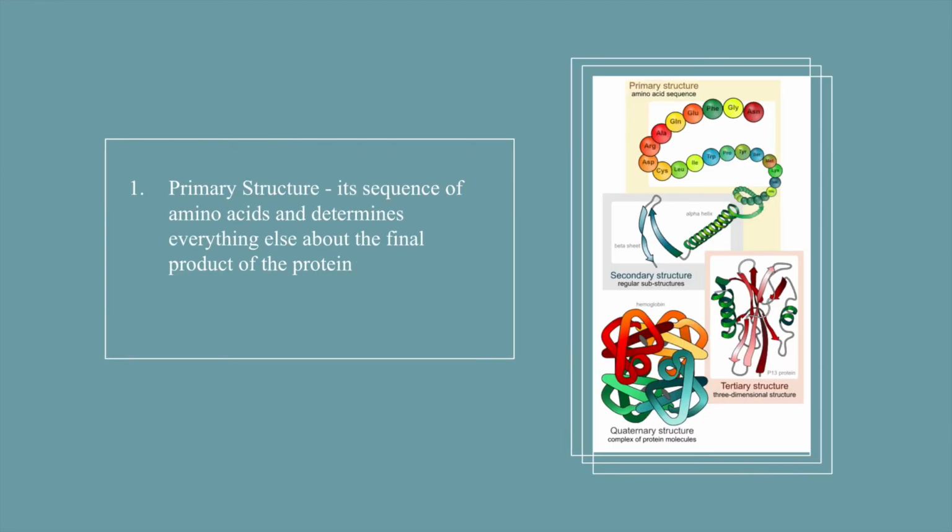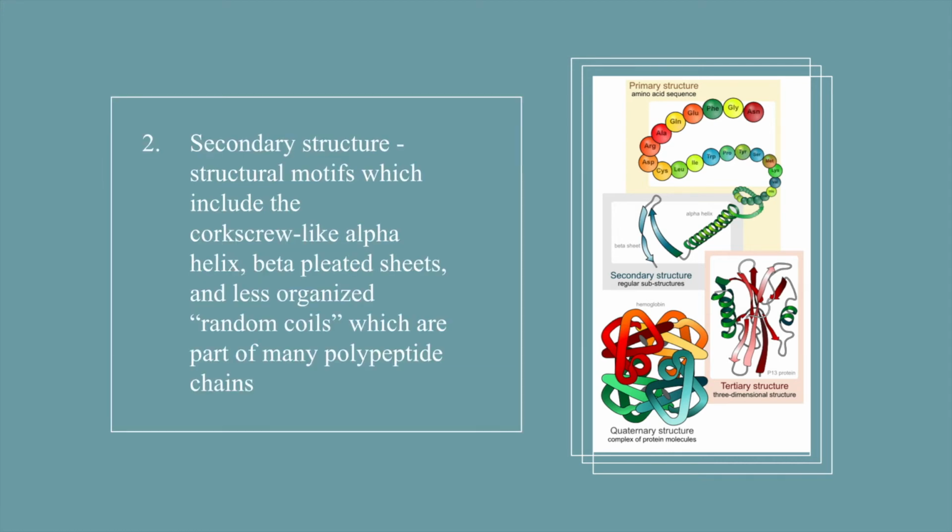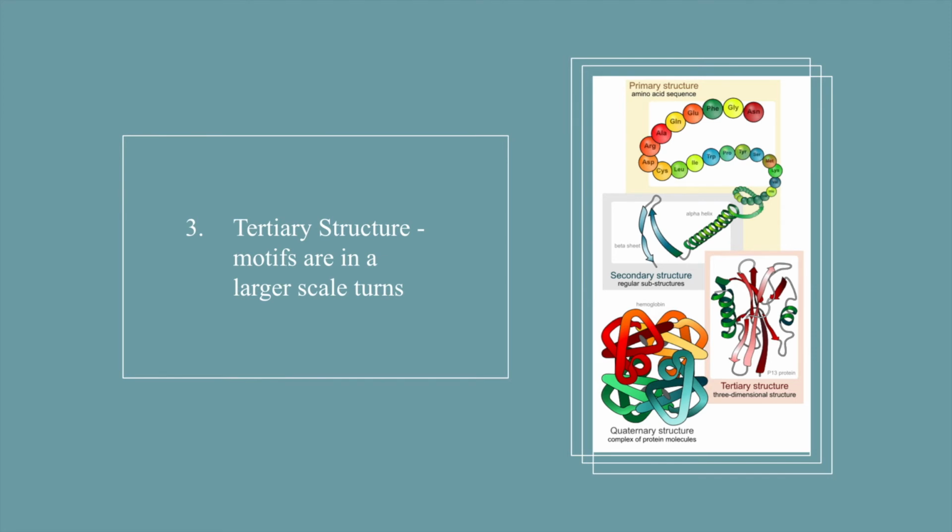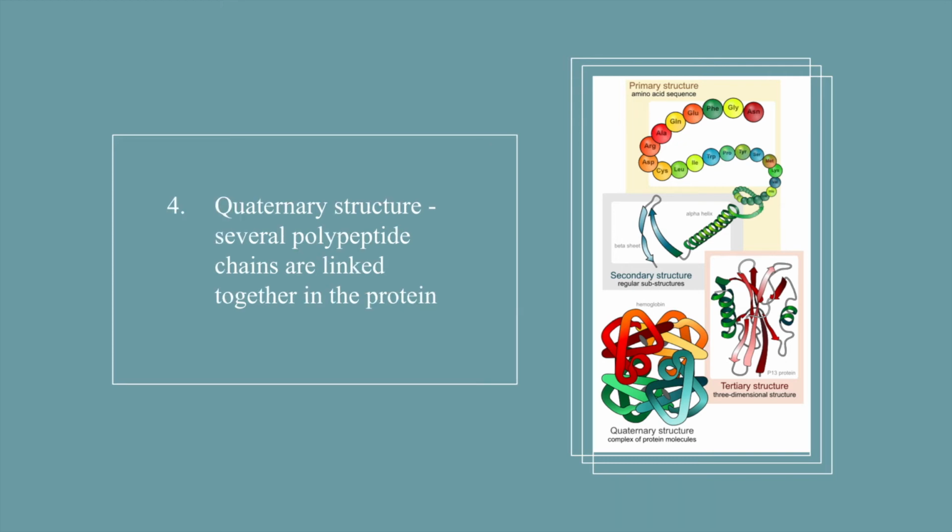Number one, the primary structure is the sequence of amino acids and determines everything else about the final product of the protein. It is the top part of the image on the right. Secondary structure is the structural motifs, which include the corkscrew-like alpha helix, beta pleated sheets, and less organized random coils, which are part of many polypeptide chains. Tertiary structure are motifs that are in a large scale turn. Quaternary structure is several polypeptide chains that are linked together in the protein.